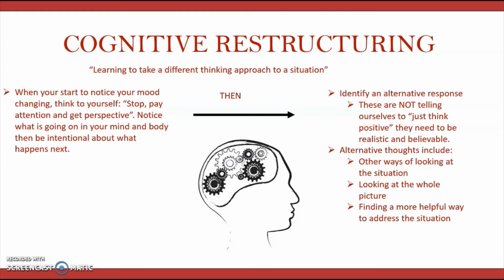When you start to notice depression or anxiety symptoms, think to yourself, stop, pay attention, and get perspective. This means stop, pay attention to what is going on in your mind and body, and then be intentional about what happens next. What we want to do here is to slow down the process so that you don't get caught up in your symptoms and so that you feel more in control.